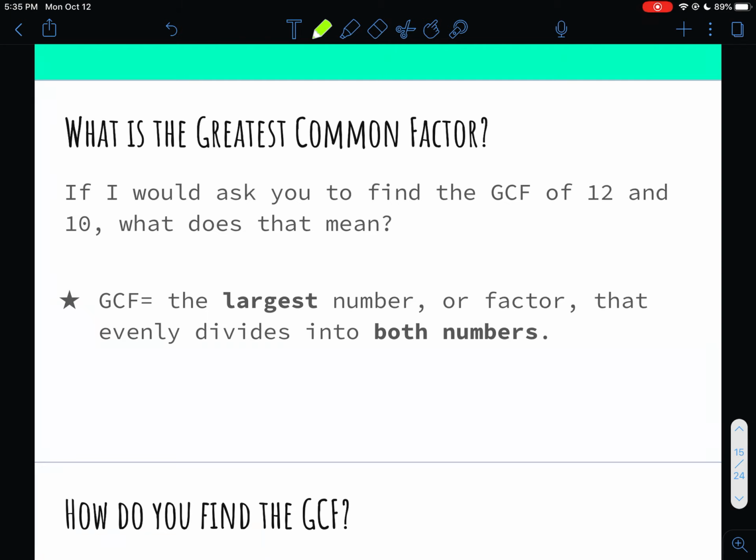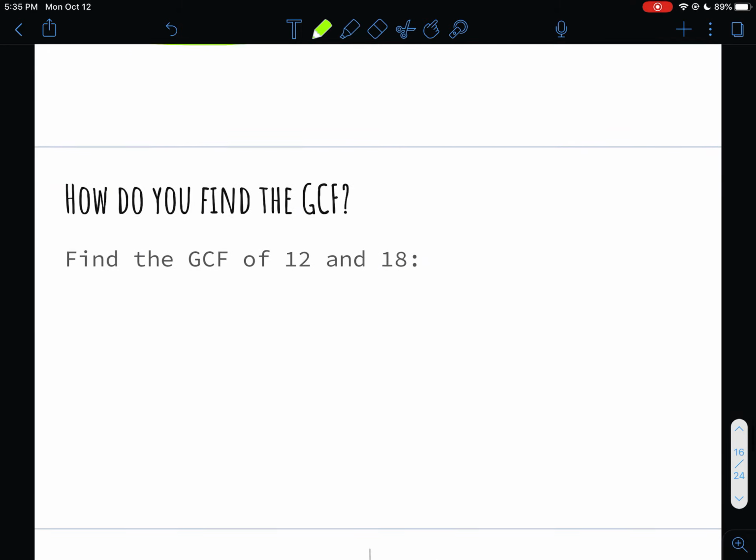So greatest common factor. The definition is kind of in the name. If I were to ask you to find the greatest common factor of 12 and 10, what does that mean? You are looking for the largest number or factor that evenly divides into both numbers. So the largest factor that they both have in common, the greatest common factor. Okay, so the definition is right there in the name of what you're looking for, and then I'm going to show you the way you learned it, hopefully last year.